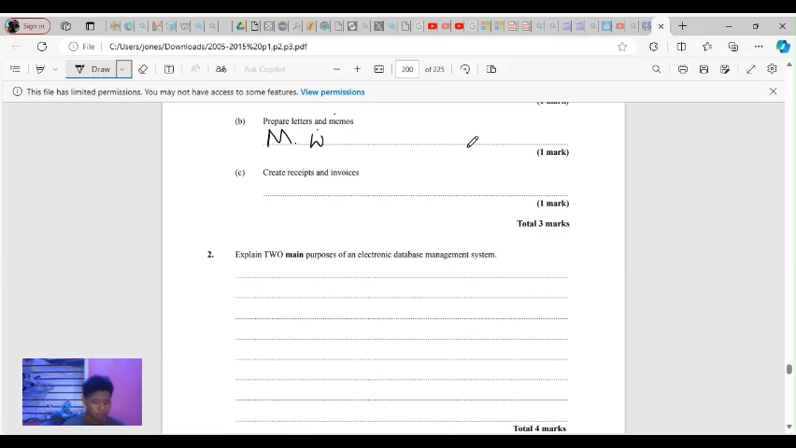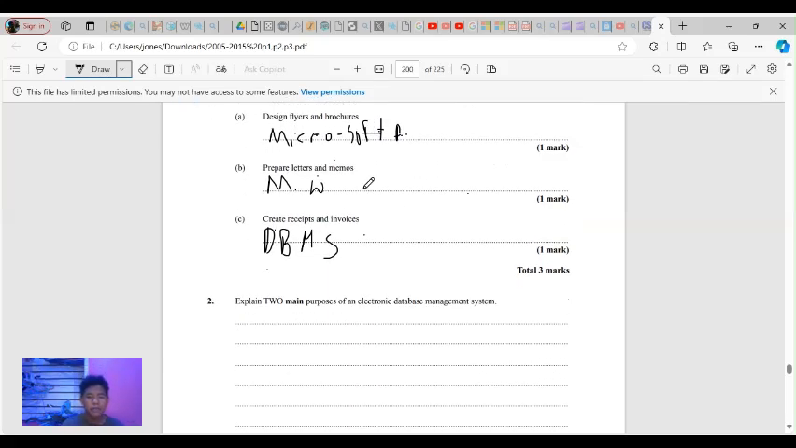Creating receipts and invoices. What do we use to create receipts and invoices? I'll just put database management systems. To create receipts and invoices, you usually use Access. So DBMS for short, database management systems. The answer would be DBMS, database management system. I like to go into depth, but I don't have a lot of space to write.